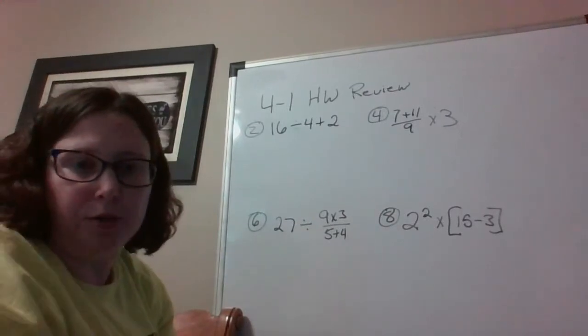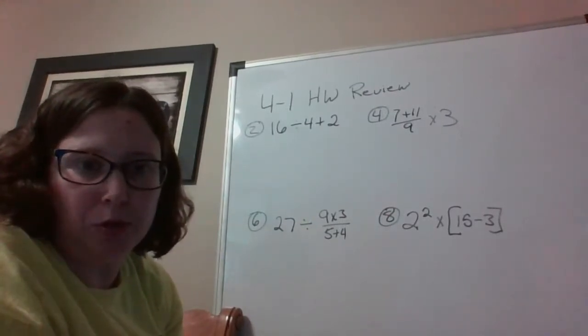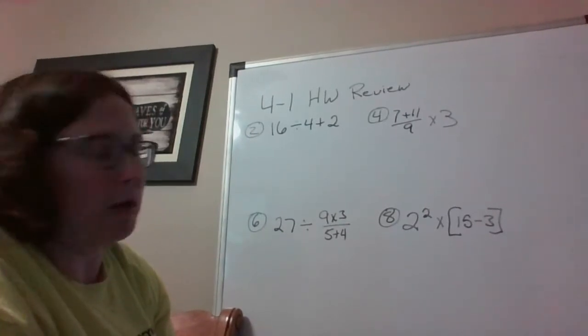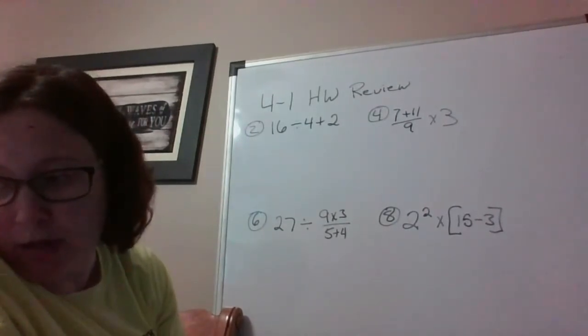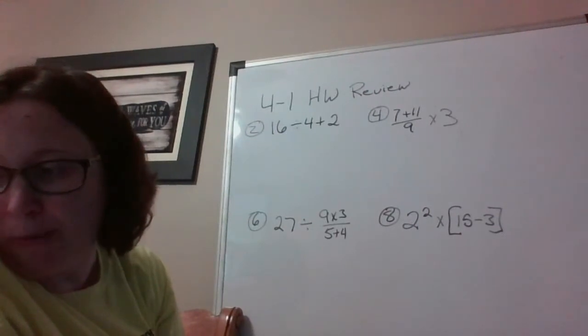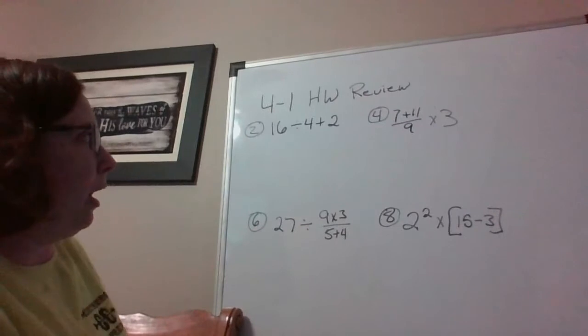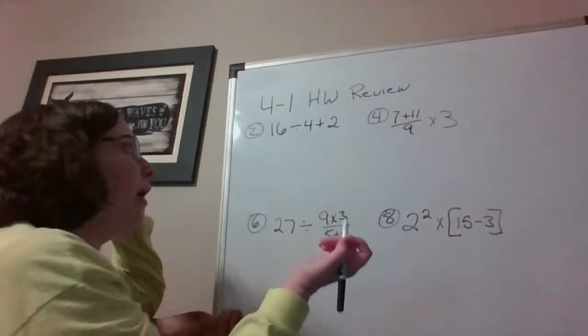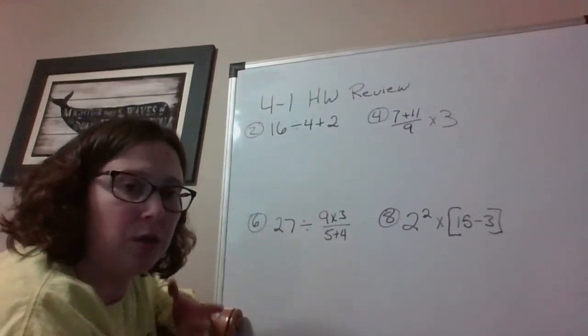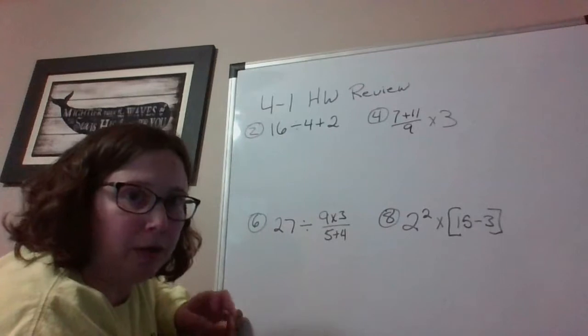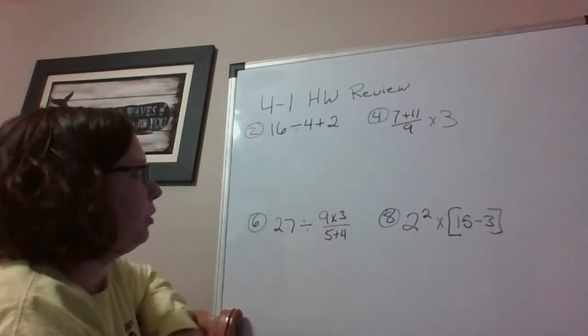I had asked you guys to do problems 2 to 22, just the evens on this one. The first section, the directions say tell which operation is to be done first and then compute. So what I had suggested is you underline whatever you're going to do first, always keeping in mind your order of operations. So parentheses, exponents, multiply and divide left to right, add and subtract left to right.